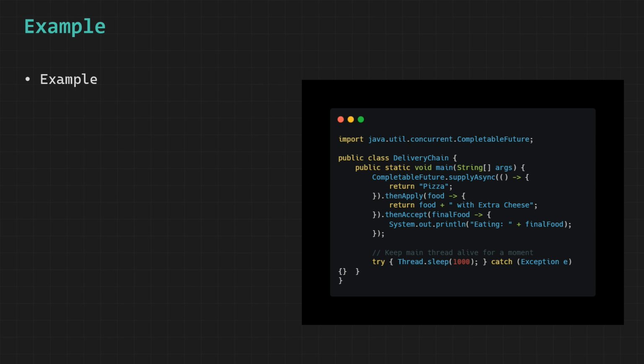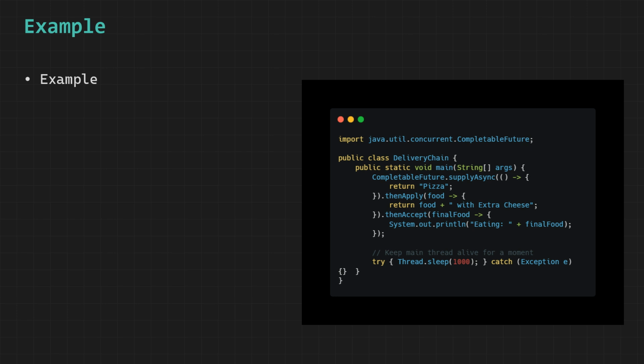We chain the thenAccept method onto the result of thenApply, which takes the final combined string "pizza with extra cheese" and consumes it by printing it to the console using System.out.println, displaying the message "eating pizza with extra cheese" without returning any value, since thenAccept is specifically designed for consuming results rather than transforming them.